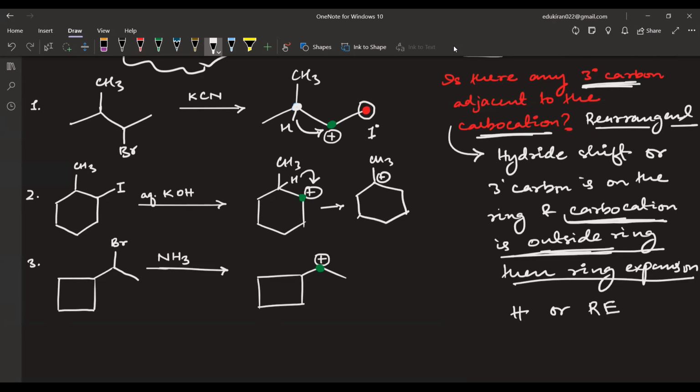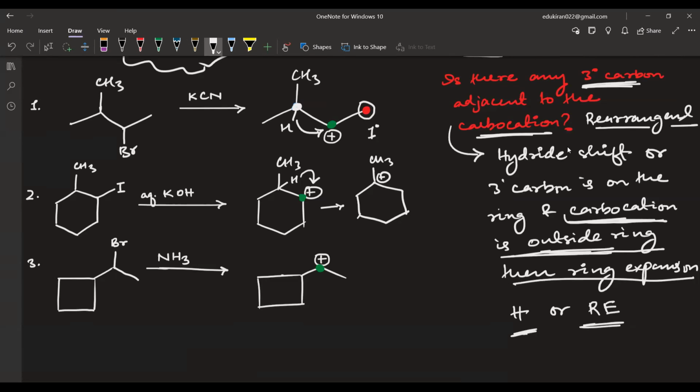Now, in the third case, you tell me, hydride shift or ring expansion, what will take place? Hydride shift or ring expansion? Correct, Salman. Correct, Hishma. Correct, Minashi. Yes, so you guys are answering it correctly. So what will happen? Just this bond will shift here. This bond will go from this carbon atom to this carbon atom.